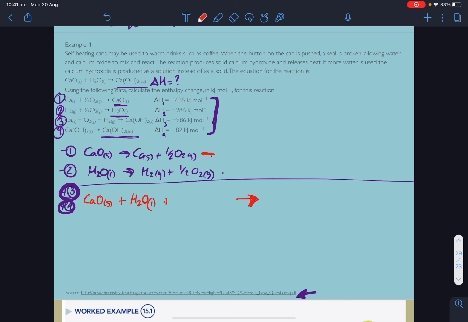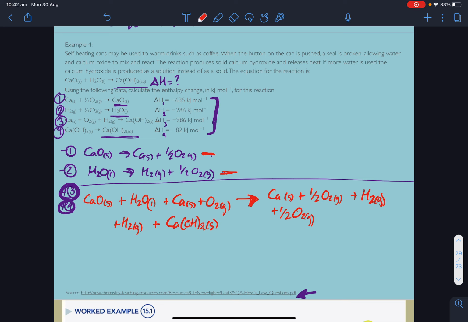Okay. And then 3 has calcium solid and O2 gas and H2 gas, and 4 as it is has calcium hydroxide, oh that's a 2, as a solid, and that's it. Okay, now I'm going to do the product side. So the product of negative 1 is calcium solid and a half of O2, and the product side of negative 2, sorry, the one that I just did here, is hydrogen gas plus a half of oxygen gas, O2 gas, okay? And now 3 as it is has just calcium hydroxide solid. And 4 just as it is just has the calcium hydroxide aqueous.